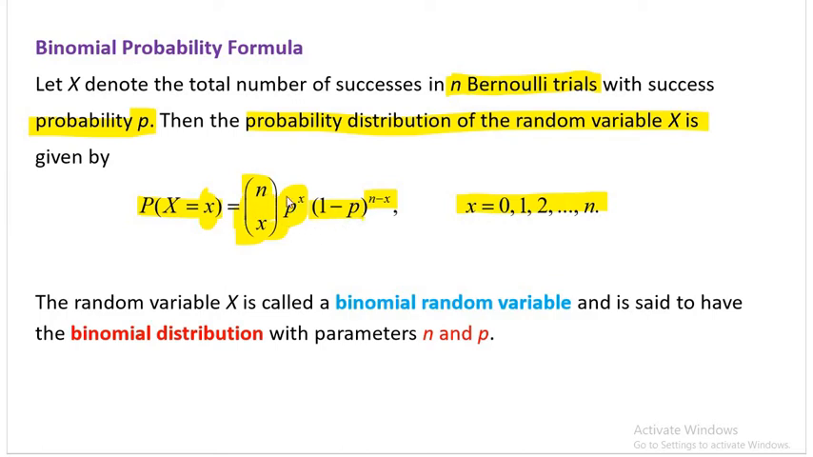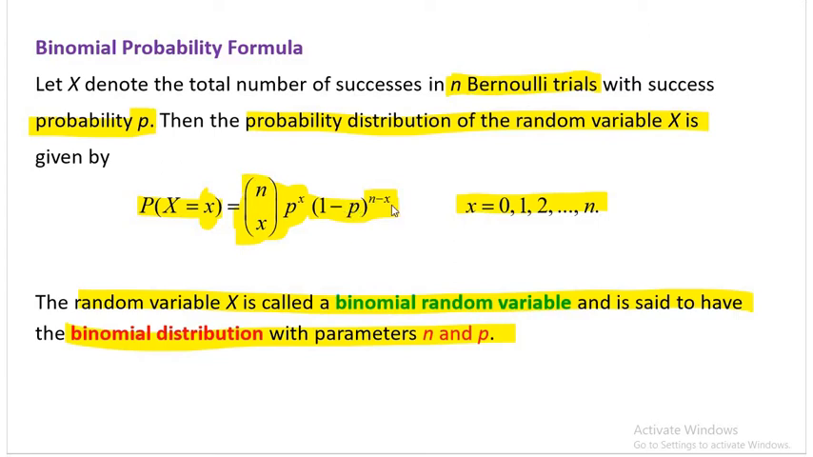So this is the formula which you have to remember to write the binomial probabilities. This random variable x is called a binomial random variable and is said to have a binomial distribution with parameters n and p. So whenever you say that I am concerned with a binomial distribution, the next question is, okay, then what is your n and p? Because whenever you say binomial distribution, n and p are associated with it. That is, how many trials you are considering, that is n, and what is the probability of success in one trial, that is p.